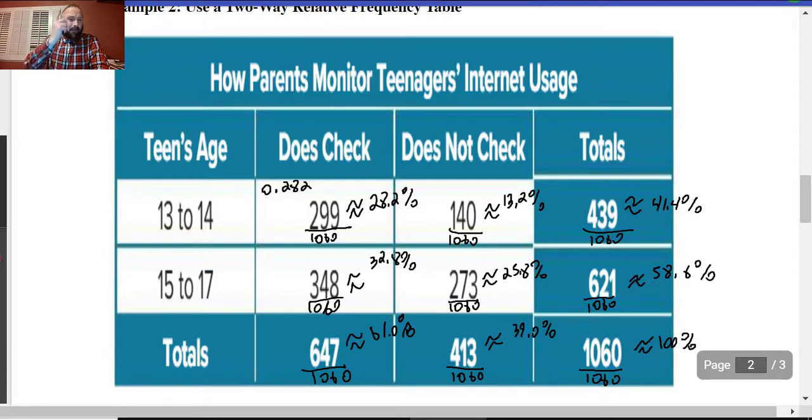Make sure you round up. If it's 5 or more, you're going to round up. If it was under 5, it's going to round down. Actually, make sure you go to the tenth of a percent. All right, let's go and answer the question.